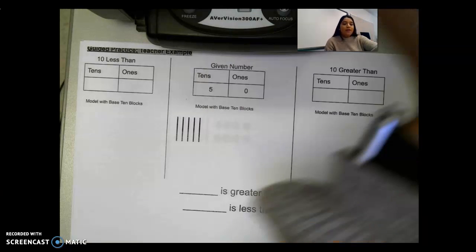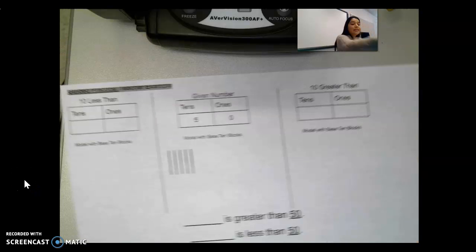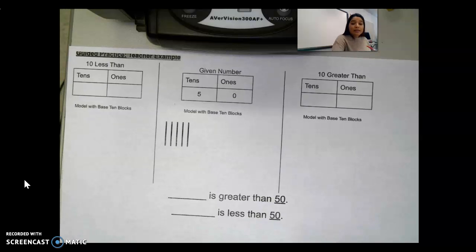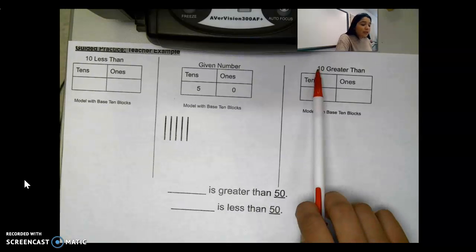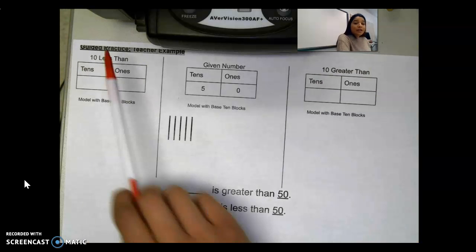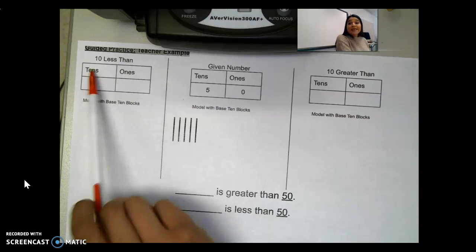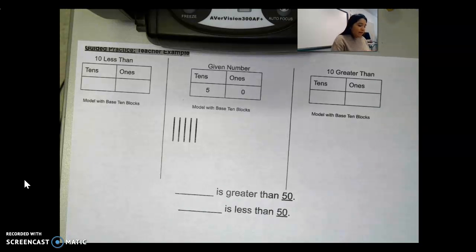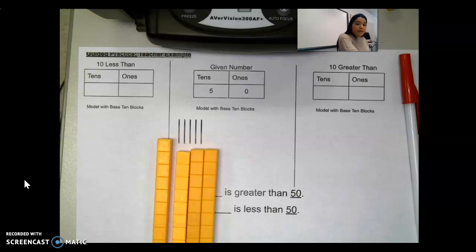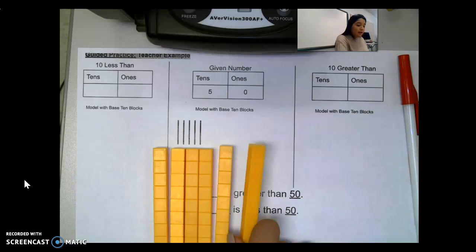Okay, let's go ahead and see our other problem. So now we have 50 again, but instead of our 1 more and 1 less, we are going to do 10 more, 10 greater than, and 10 less. So we're going to generate a number that is 10 more than 50 and 10 less than 50. So we have 50. Let's get our base 10 blocks ready. So let's start with 10 greater than. So we're going to add 10 more to 50. So we're just going to add another 10 long.